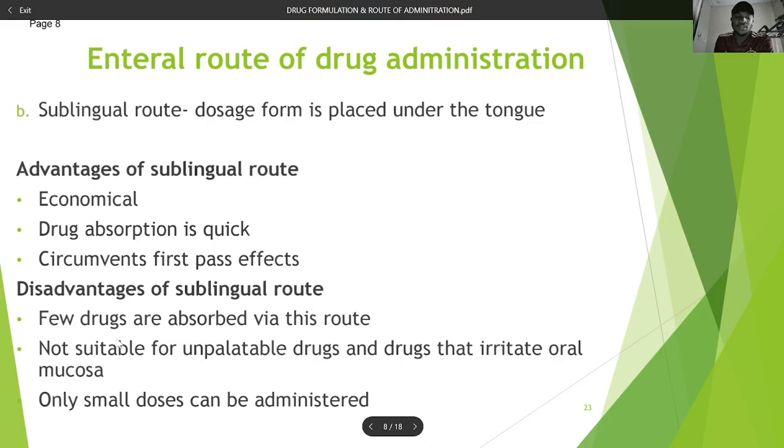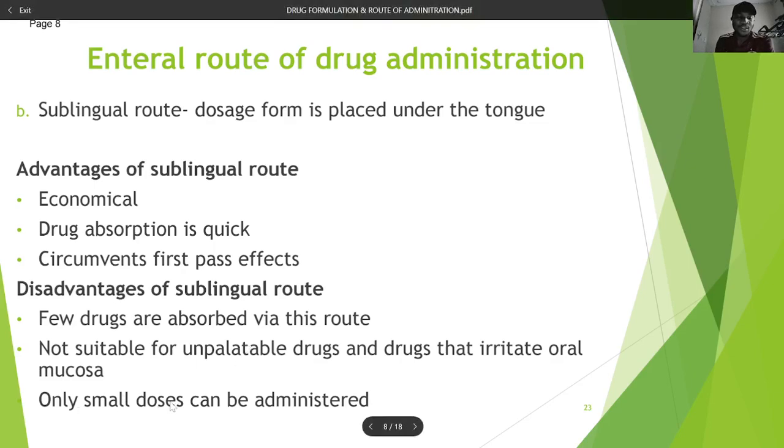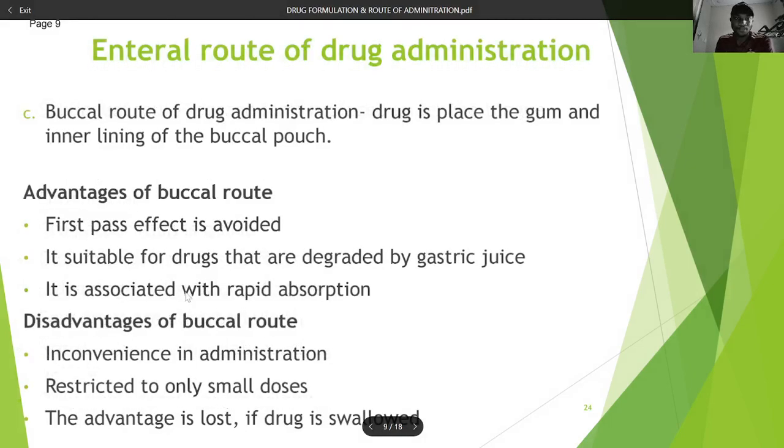Disadvantages of the sublingual route: few drugs are absorbed via this route. There are few drugs that are administered via this route. It is not suitable for unpalatable drugs and drugs that irritate oral mucosa. It is not suitable for unpalatable drugs because if the drug is bitter or sour, you feel it because it's just right under your tongue. Now, only small doses can be administered.